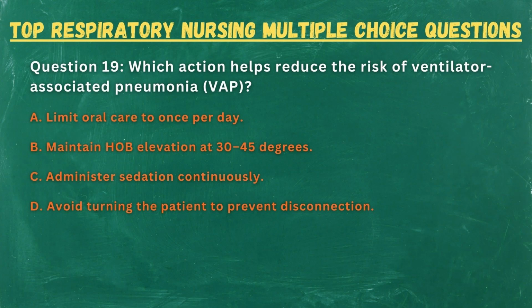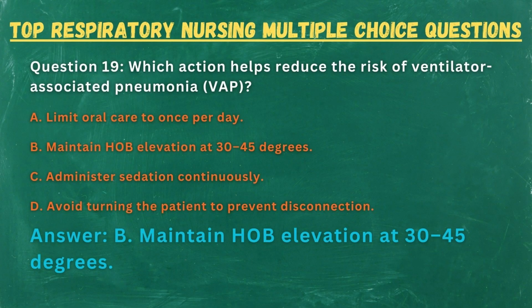Question 19. Which action helps reduce the risk of ventilator-associated pneumonia, VAP? A. Limit oral care to once per day. B. Maintain HOB elevation at 30 to 45 degrees. C. Administer sedation continuously. D. Avoid turning the patient to prevent disconnection. Answer. B. Maintain HOB elevation at 30 to 45 degrees.